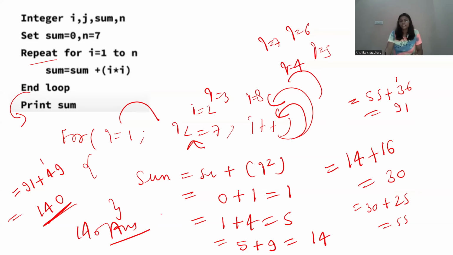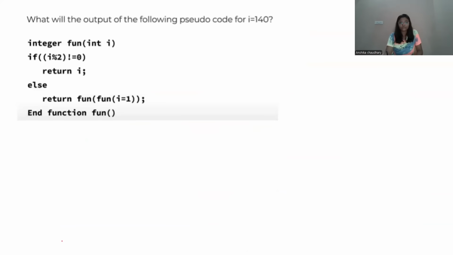I hope the question is clear to you, right? So let's move on to the next question now. Okay. So the next question is for i value equals to 140, we need to run this function.